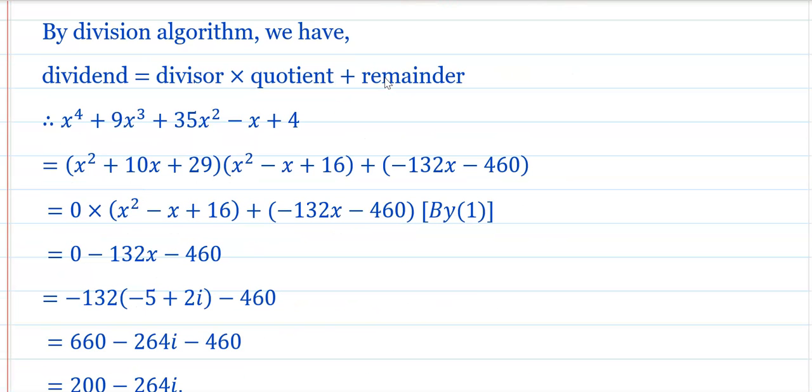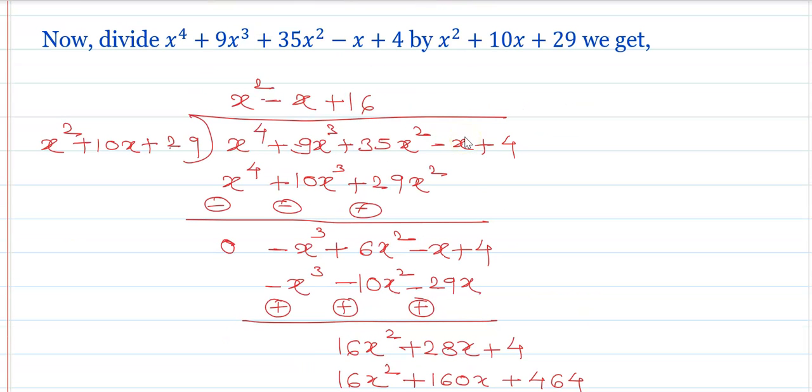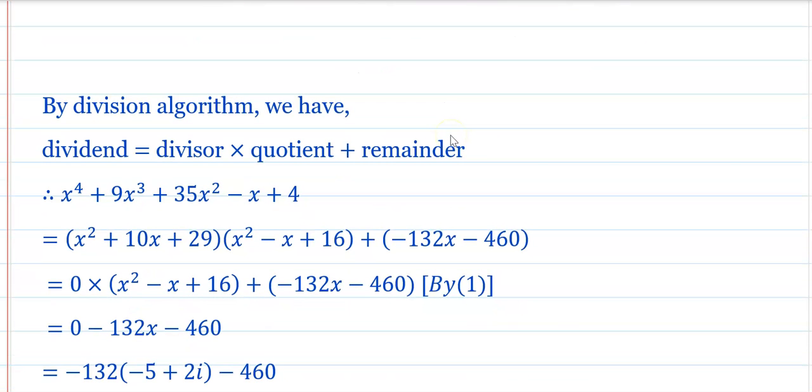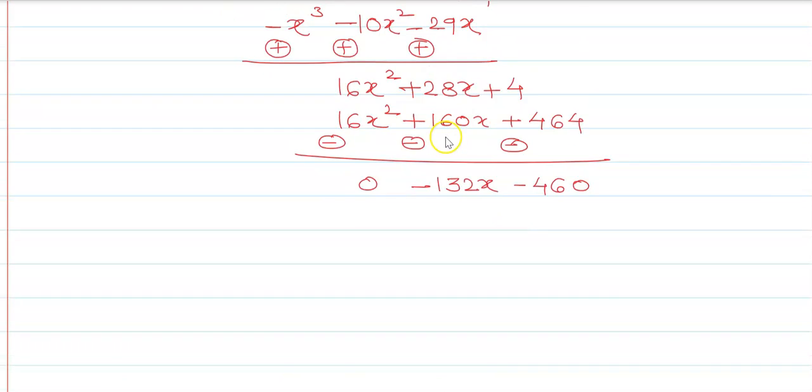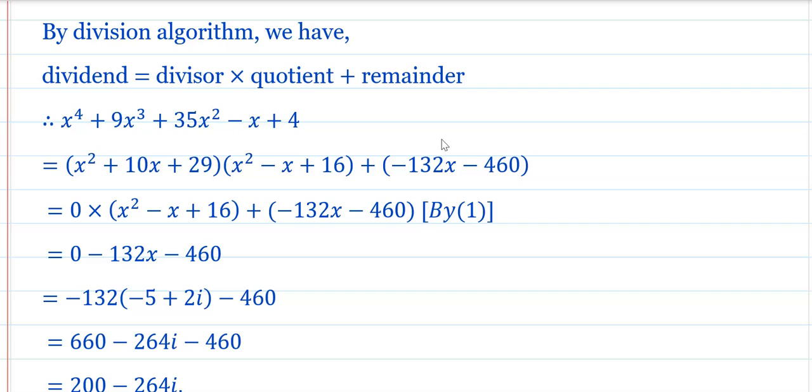Now see this here, by the division algorithm, dividend is equal to divisor into quotient plus remainder. The divisor is x square plus 10x plus 29, and the quotient is x square minus x plus 16. What about the remainder? Minus 132x minus 460. Now the value of x square plus 10x plus 29 is 0, so 0 into x square minus x plus 16, overall it will be 0.